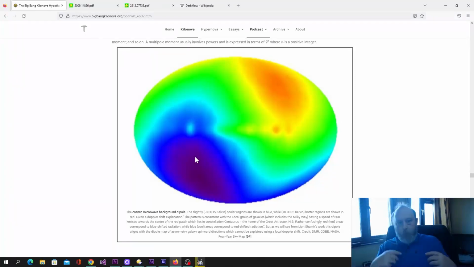So what we're trying to do in sampling the microwave sky and creating these temperature maps is to correlate them to the density of the early universe, i.e. most of the matter is here, as opposed to most of the matter being here.